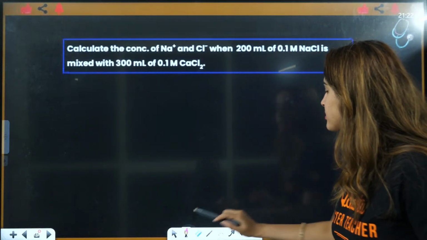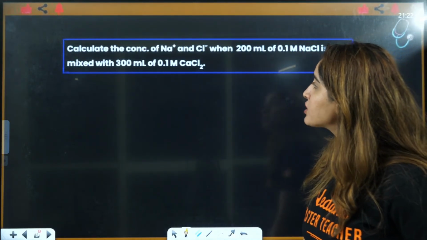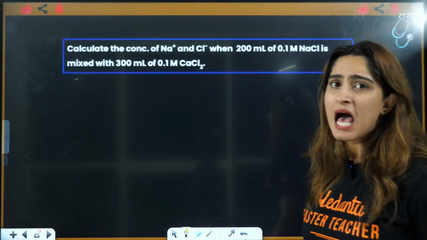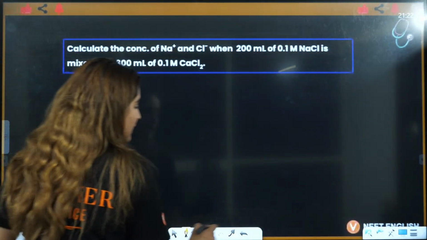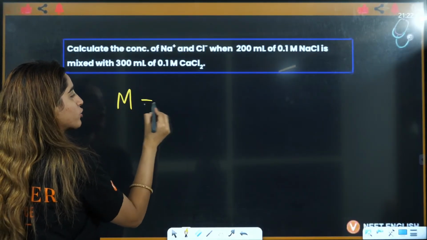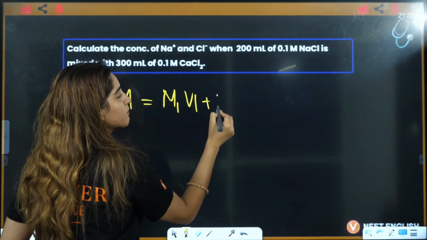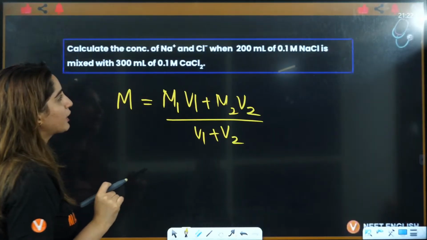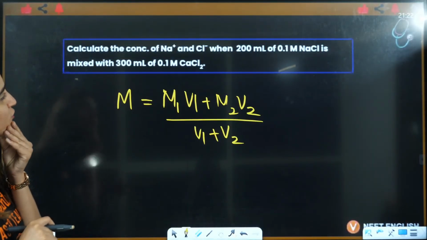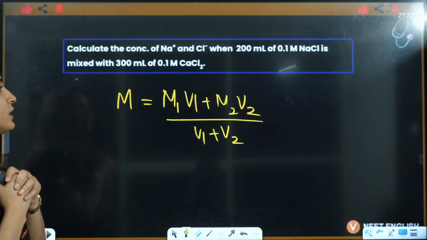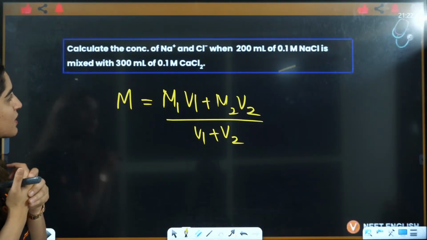Now, let us see the next question here. Calculate the concentration of Na positive and Cl negative when 200 milliliter of this much NaCl is mixed with this much CaCl2. For this, you need to know this formula, that whenever you mix two things, M total is going to be M1 V1 plus M2 V2 divided by V1 plus V2. And this is the formula that you have to apply here.